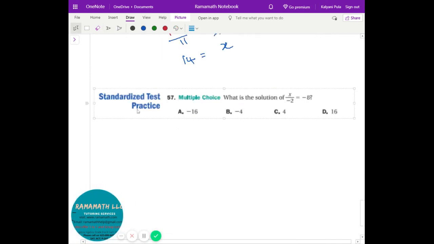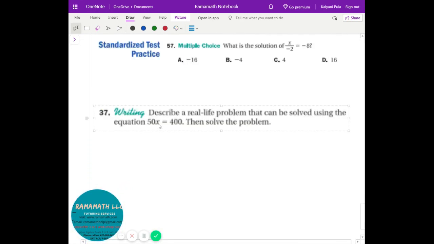All right, let's look into the standardized test practice. Let's try this one. Let's try the next one. Describe a real-life problem that can be solved using the equation 50x equals 400. Come up with the problem.